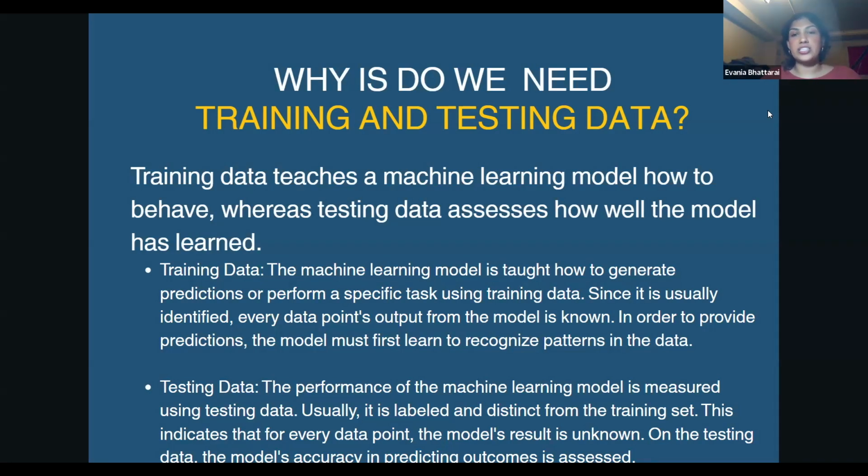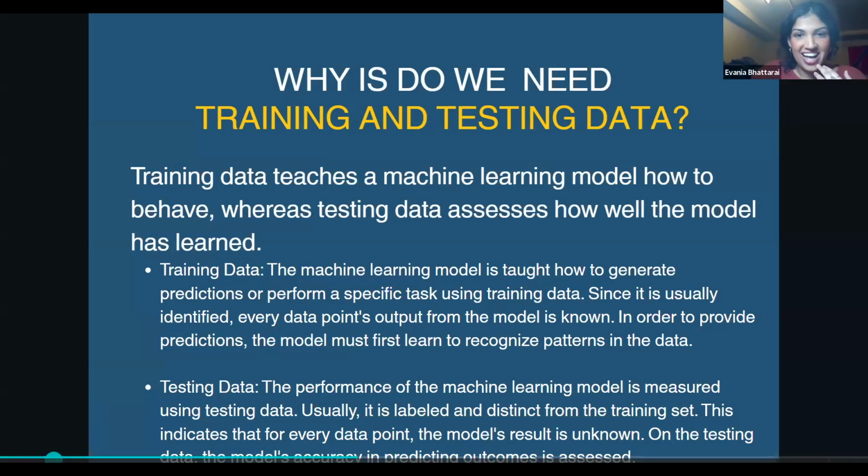And so with our testing data in our lab, we're going to be assessing the performance of our machine learning model after it's been trained. The reason why this is important is because with the testing data, you can really see the model's accuracy in predicting outcomes while it's assessing the data.